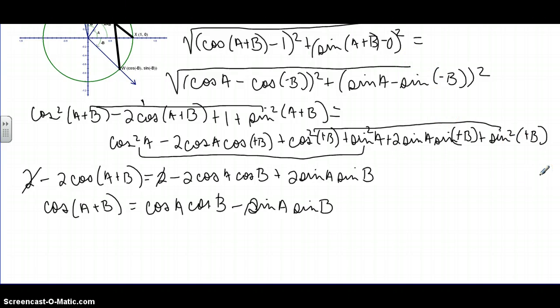Now the rest of the identities, if you're interested, there are a lot of different ones derived on the internet, and I'm going to leave it to you to look those up, or you can ask me in class sometime.